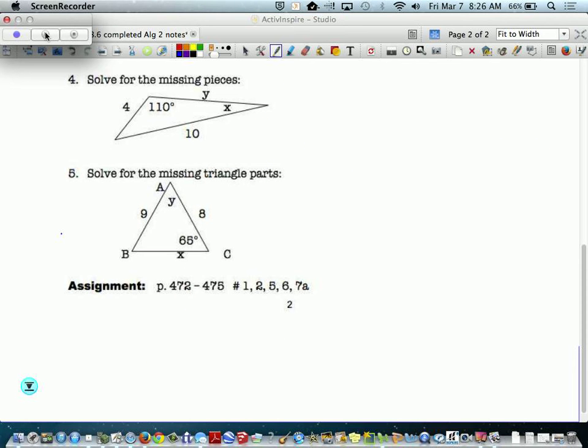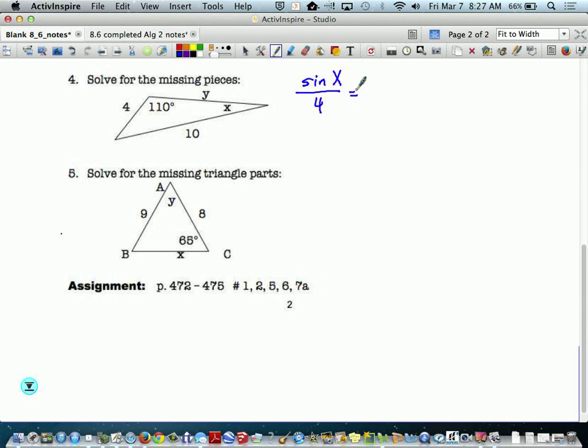And the very first one, number 4. Right now I have side 10, angle 110, so I can find x first. So if I do sine of x over its partner side 4, that's equal to sine of 110 over 10. Now this is one of those problems that we just got done talking about, that you want to be very careful using law of sines because maybe you end up with the wrong answer. It can happen.